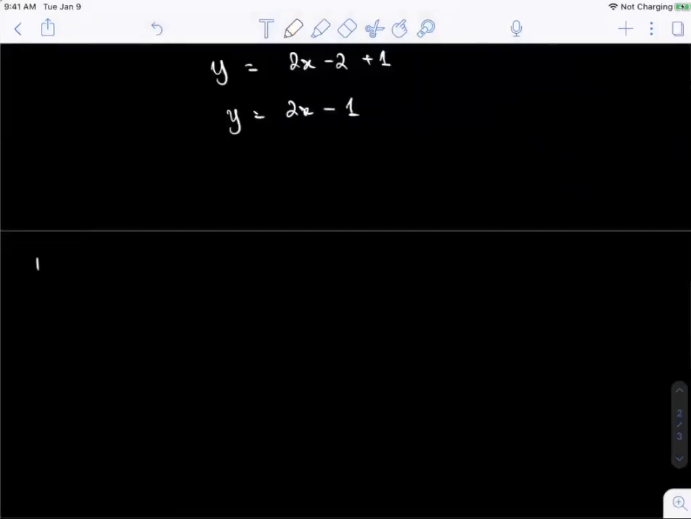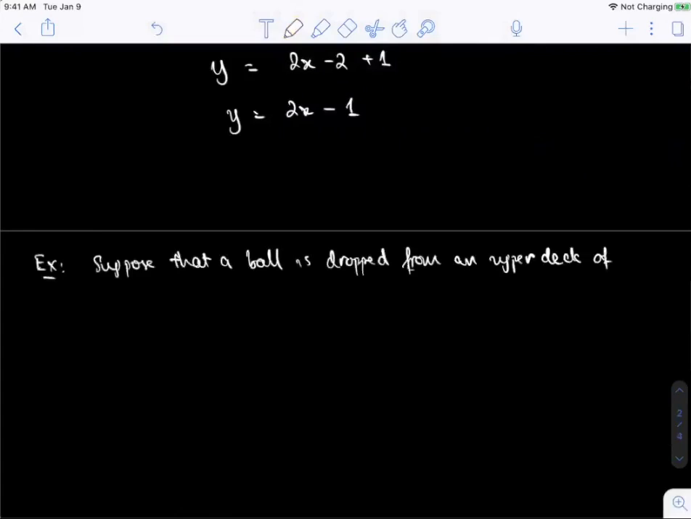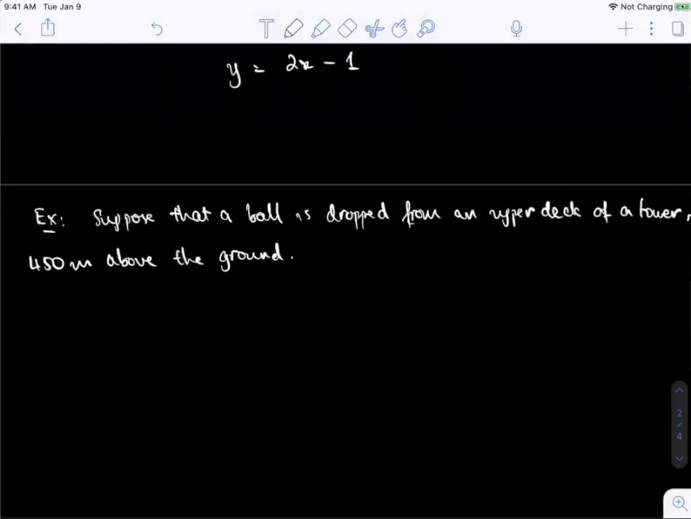So for this example, suppose that a ball is dropped from an upper deck of a tower 450 meters just above the ground. Right, so there's a few parts to this question that I would like to give you.